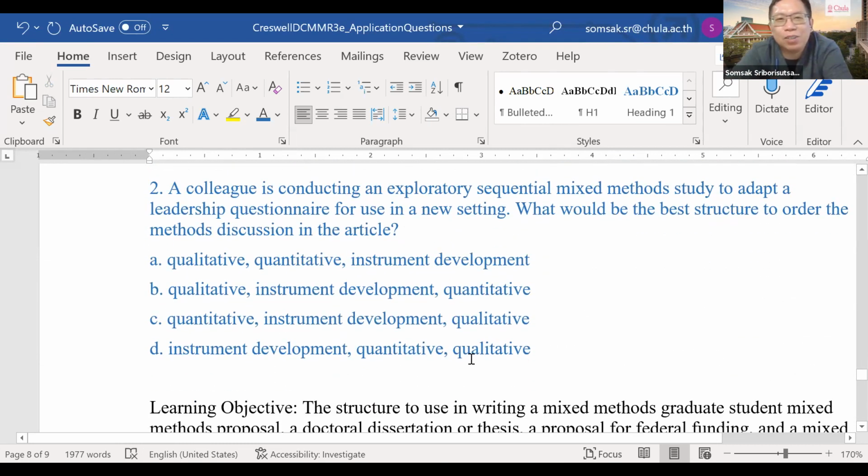And Vincent, again, your turn. A colleague is conducting an exploratory sequential mixed methods study. Explore, so start with qual first and then quan, to adapt a leadership questionnaire for use in a new setting. What would be the best structure to order the method discussion in the article? They ask you how to present or discuss the results in the article. So again, exploratory, start with qual, then quan.